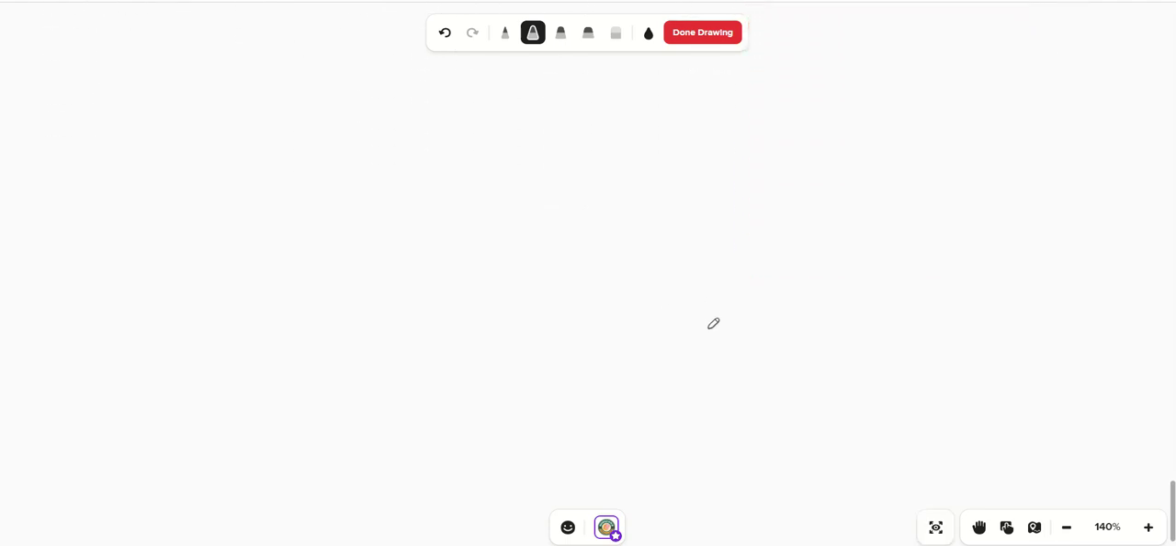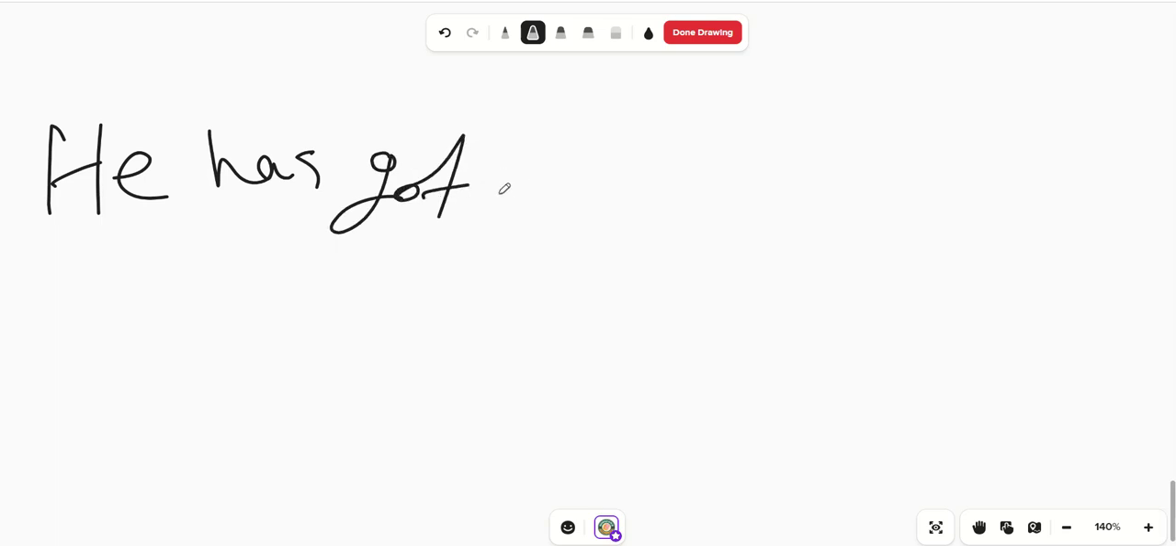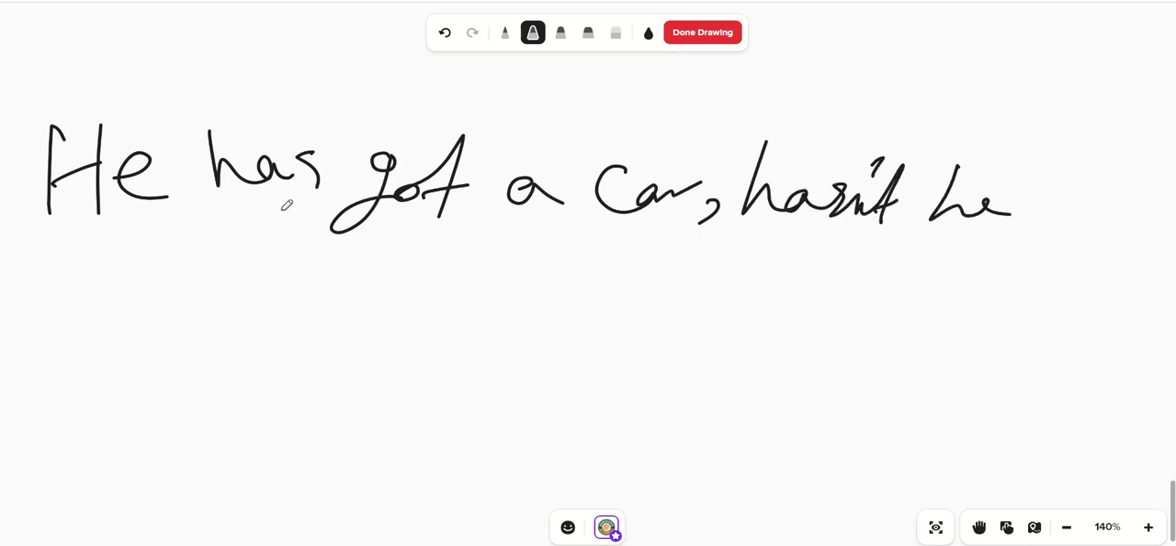If the main verb of the sentence is have got, for example, he has got a car, the tag question will be hasn't he? He has got a car, hasn't he?